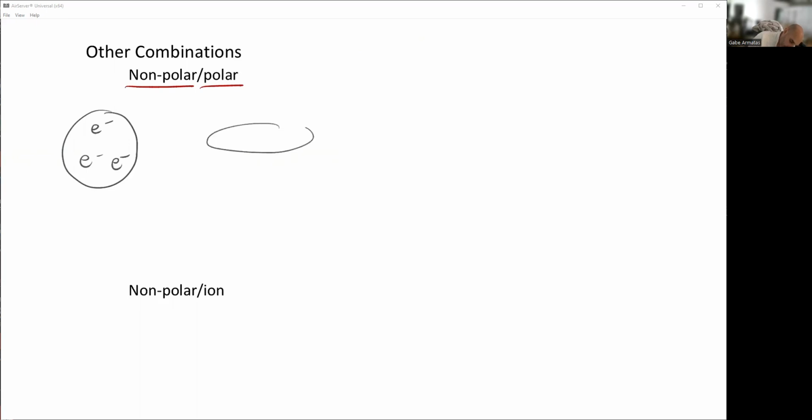And here is my polar molecule. So you can imagine, and I think this should work, what happens if I take this polar molecule and bring it closer to the nonpolar one. How are those electrons going to respond? As I bring it closer, how do those electrons respond?